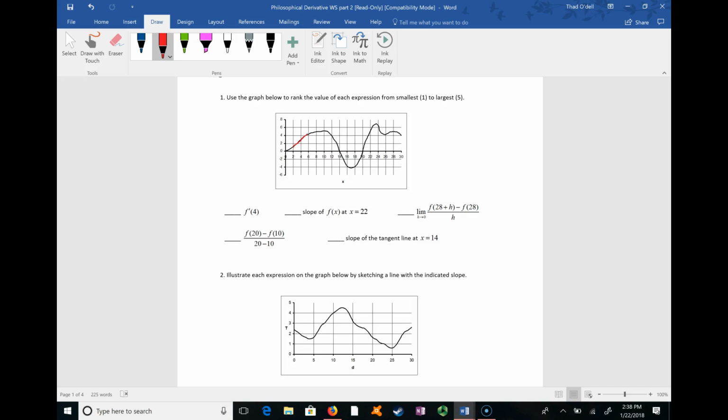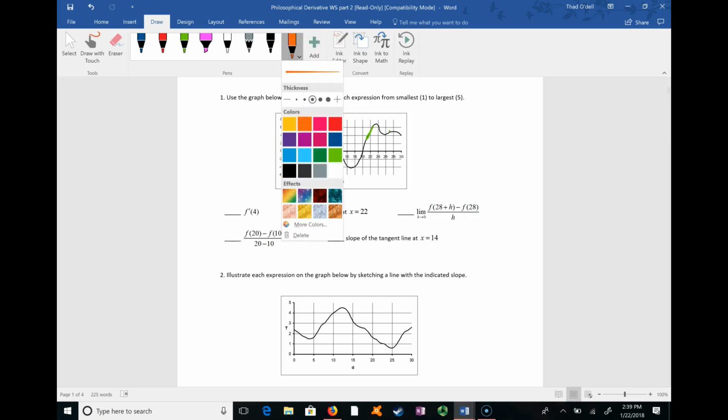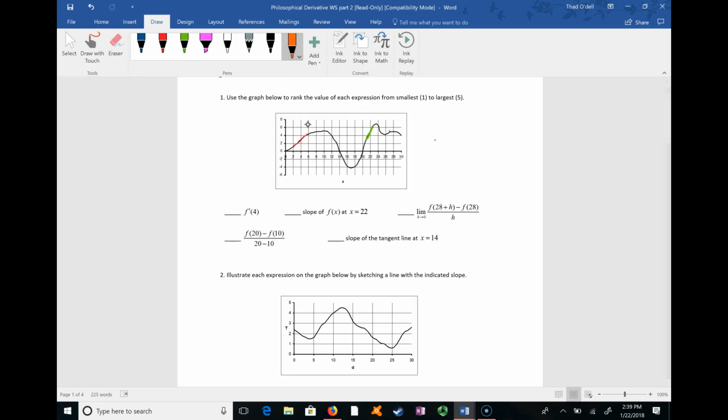Slope of f of x at 22. So that's again just the derivative at 22, or the instantaneous slope at 22. I use a different color for that one. That's a lot steeper. This is just saying the slope at 28. Everyone see that's the instantaneous slope at 28. So that would be flat. I guess I should use a different color, like maybe orange. So that would be like right there, right? And so this is orange, this is green, and that's red, just so I can keep track, so I don't have to keep rewriting it.